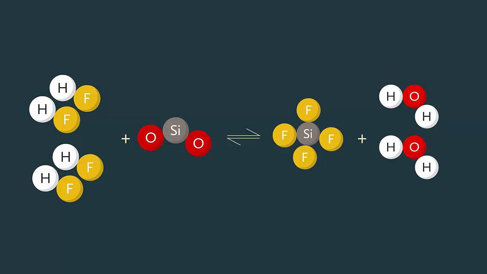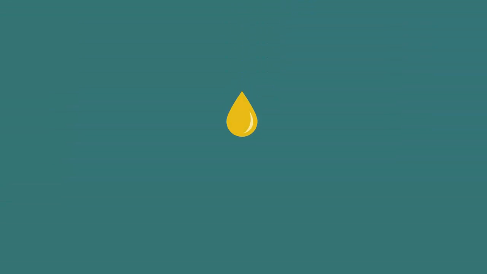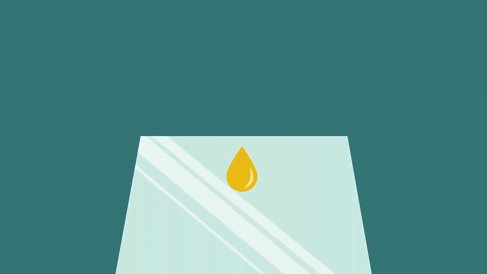Hydrofluoric acid can only be stored in certain types of plastic which are resistant to its corrosive power. But we can exploit this power too. Hydrofluoric acid is used industrially to create patterns on glass, a technique called etching.